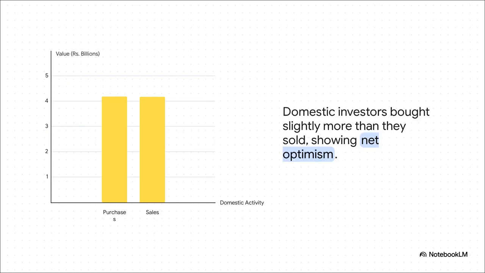And what was that local mood? Well, if we zoom in on just the domestic investors, we can see they bought just a little bit more than they sold, 4.19 billion in buys versus 4.18 billion in sales. It's not a huge gap, but it does show a little bit of net optimism, which, you guessed it, lines up perfectly with that small 0.36% gain we saw earlier. The story is all starting to connect.